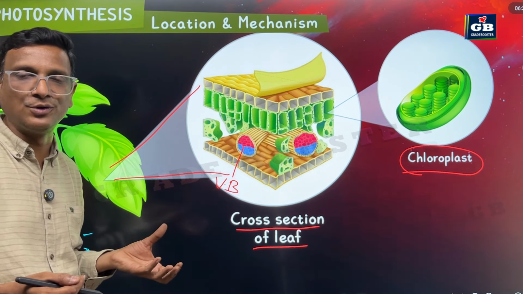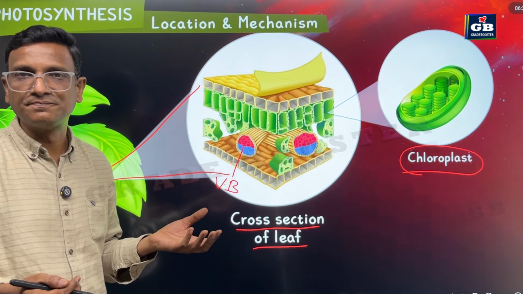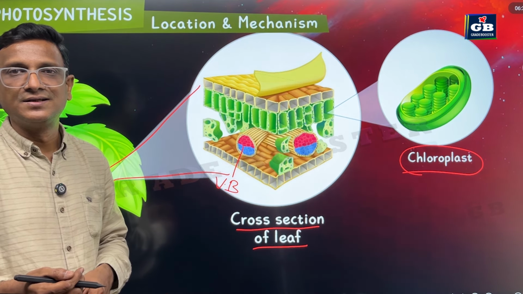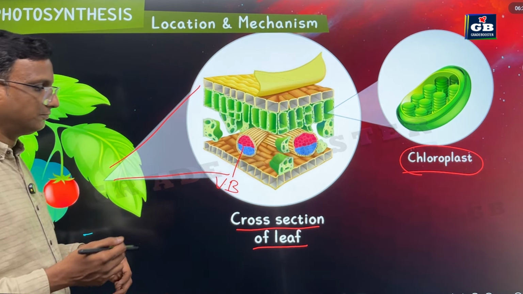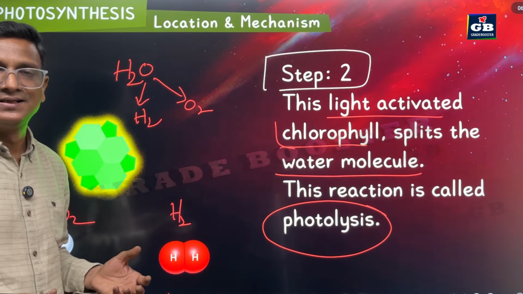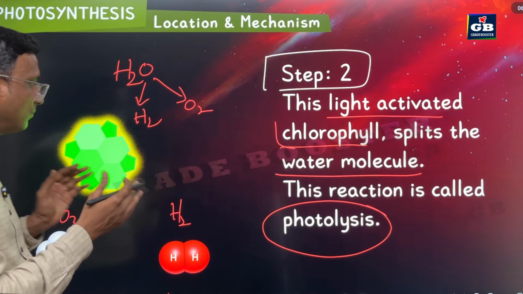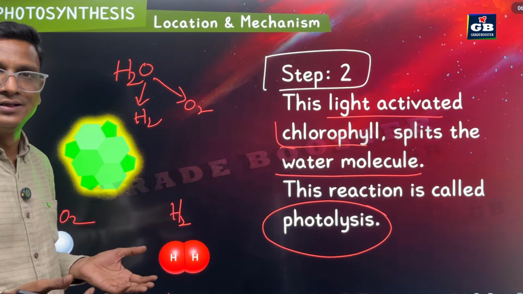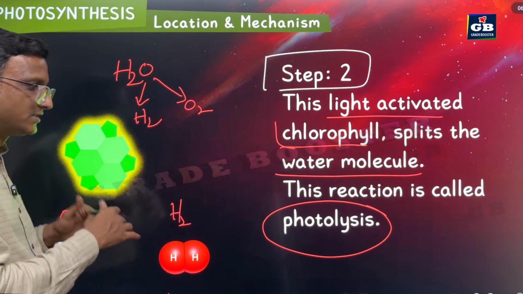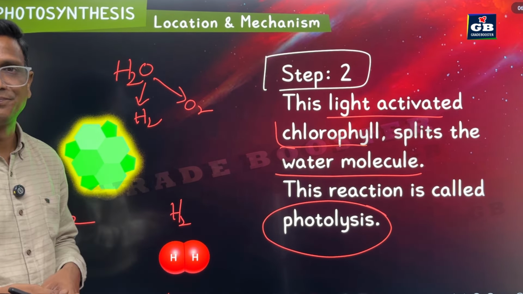So what is the location of photosynthesis? If somebody asks you this question, even in the exams, what do you write? Chloroplast is the location of photosynthesis. Right? Now, photolysis. Photo means light, lysis means breakdown. So what is broken down here? The water molecule. With the help of sunlight, the light activated chlorophyll splits water into hydrogen and oxygen. That's what happens in step 2.